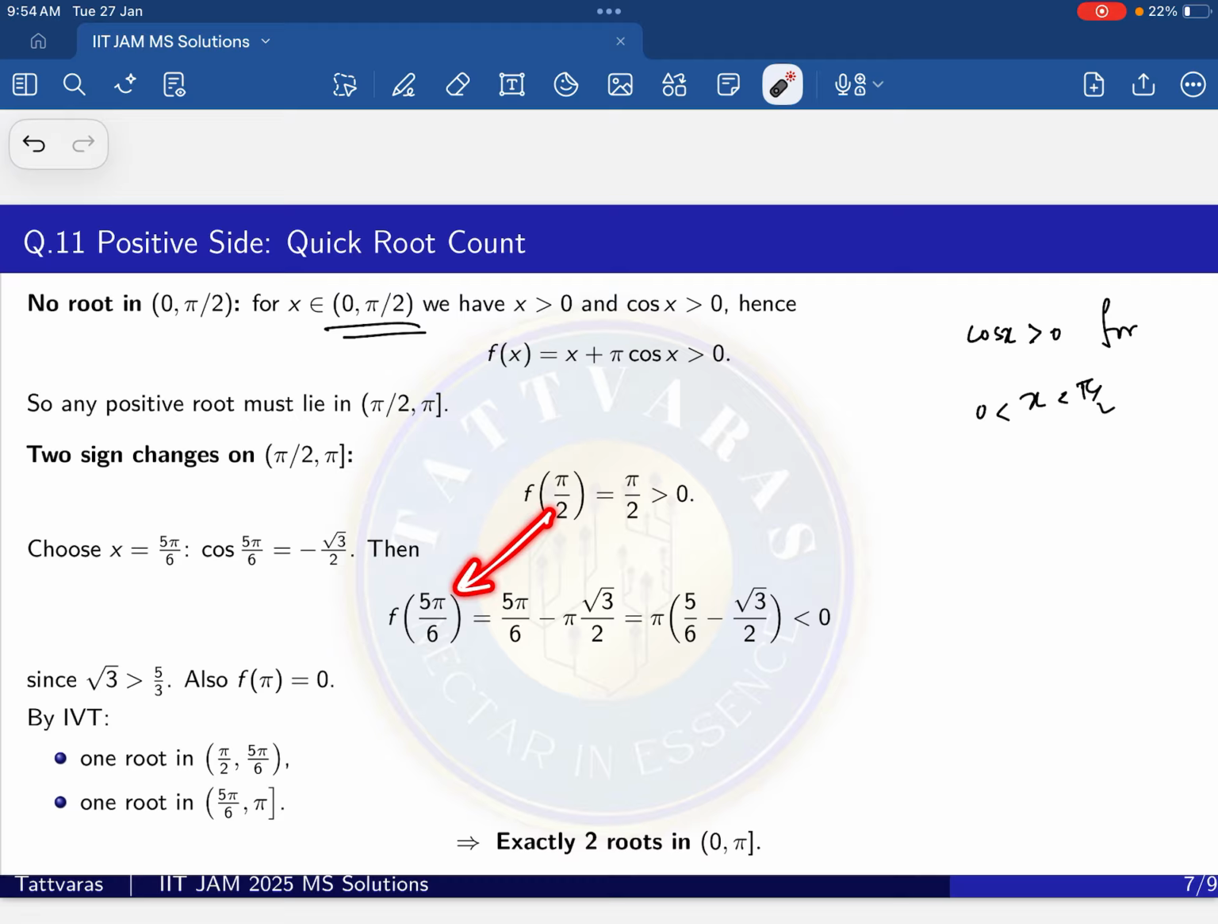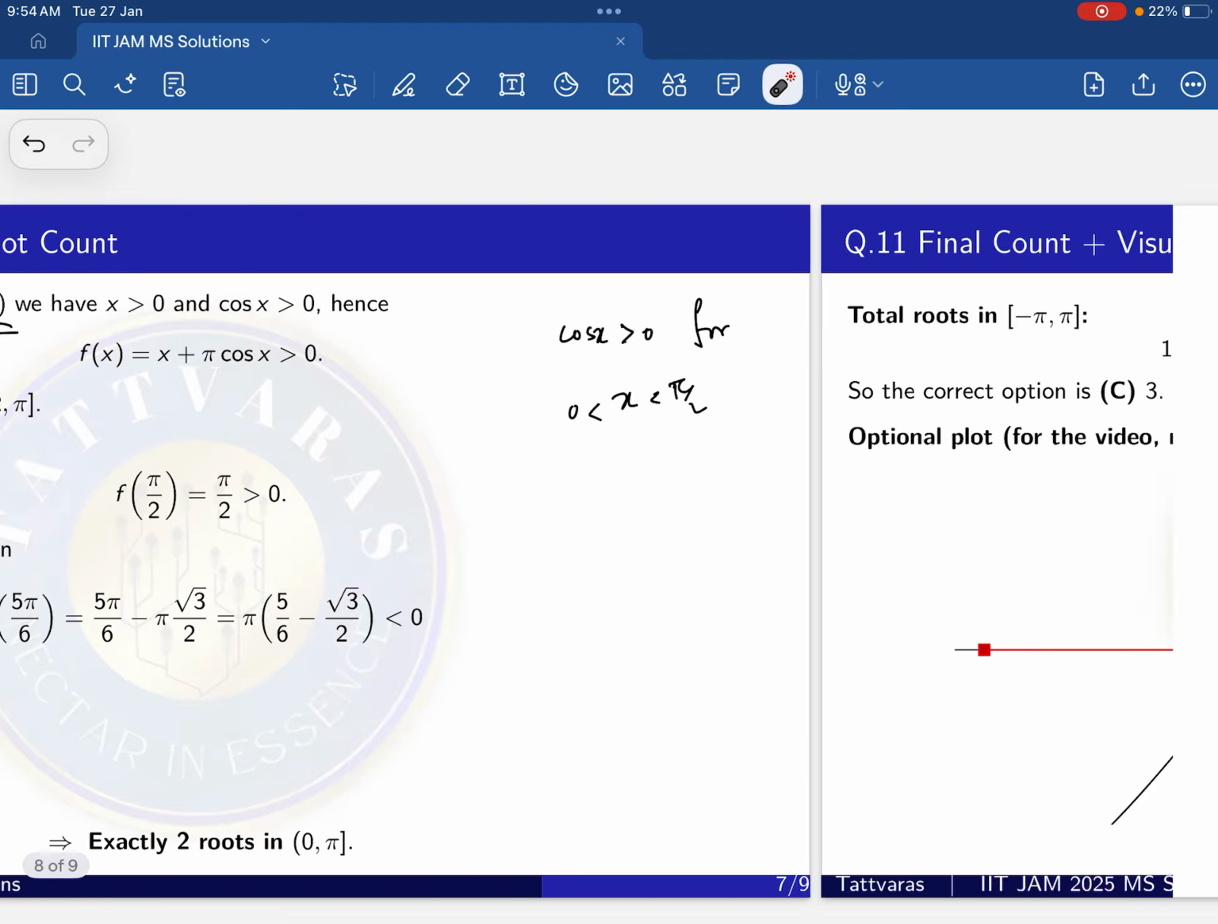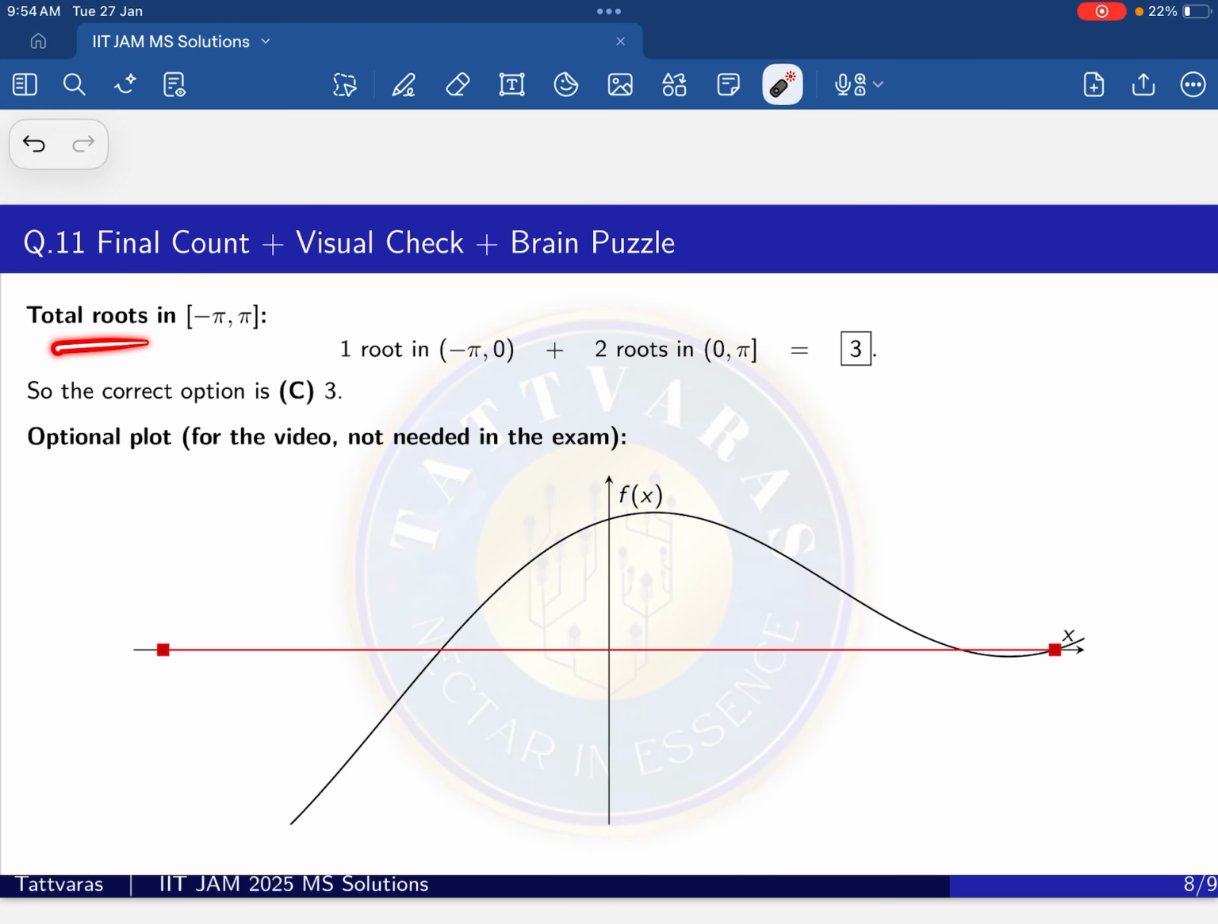So there is one solution lying between them, and in the domain the function is also monotonic, so there will be no other solutions. And between 5 pi by 6 and pi, you can show that it is throughout negative, and it increases from a negative value to 0. So the solution is at the edge pi. That is the third solution. So that means in conclusion there are two roots in 0 to pi, and there is one root in minus pi to 0, and combining them, total roots in minus pi to pi is 3. So the correct answer is option C, 3.